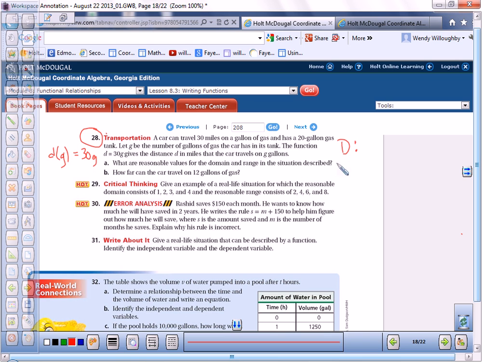The most gas the tank will hold is 20. That's our greatest value, isn't it? Can I put over 20? Nope, it'll start spilling onto the ground. What is the least amount of gas possible in a car?